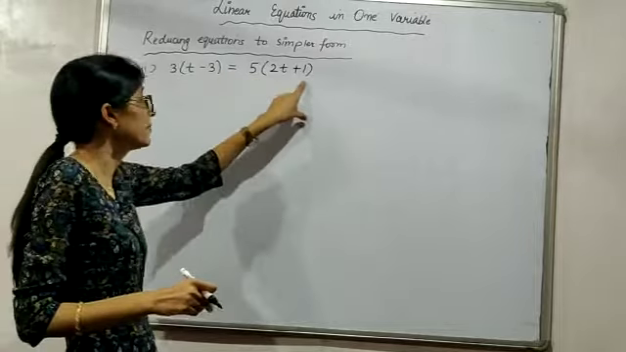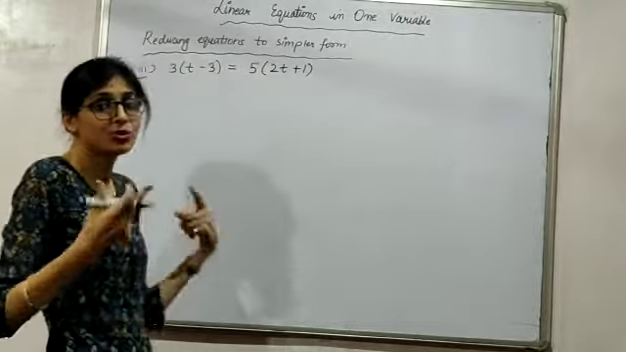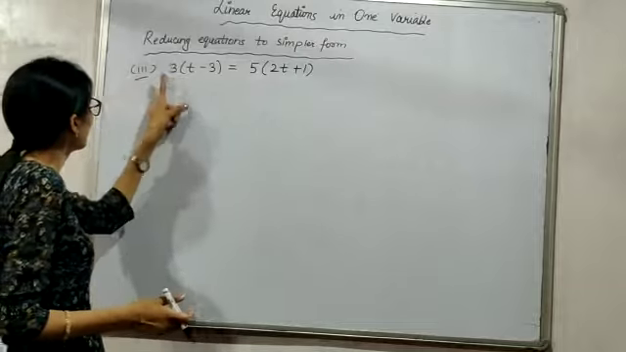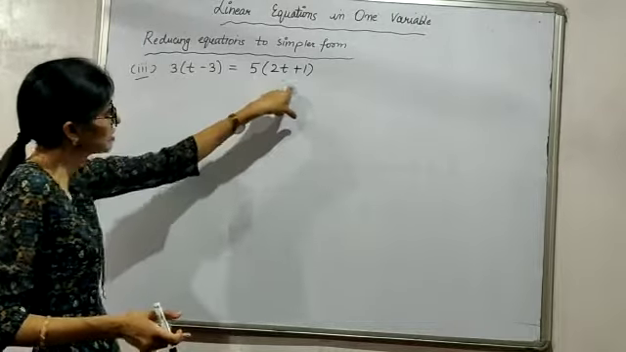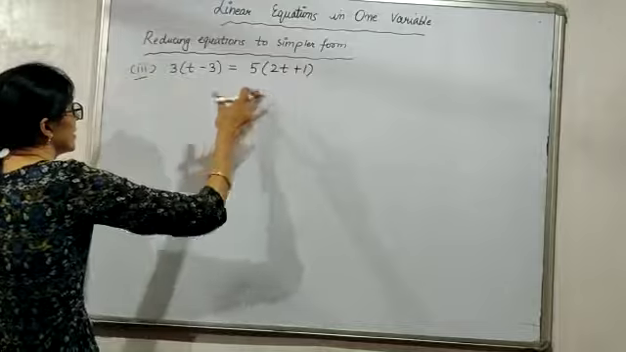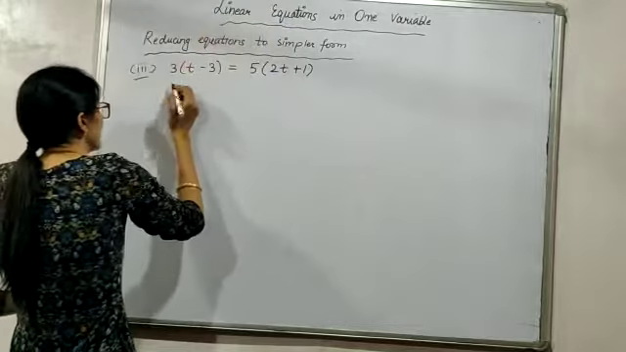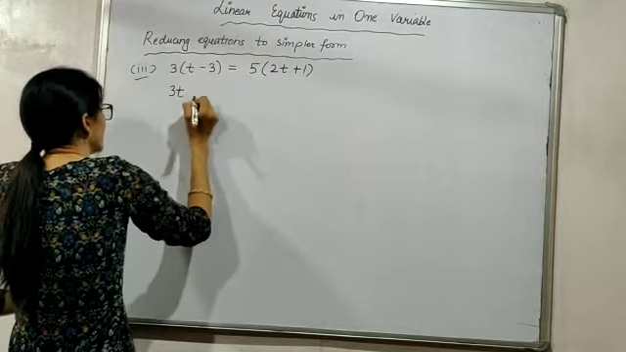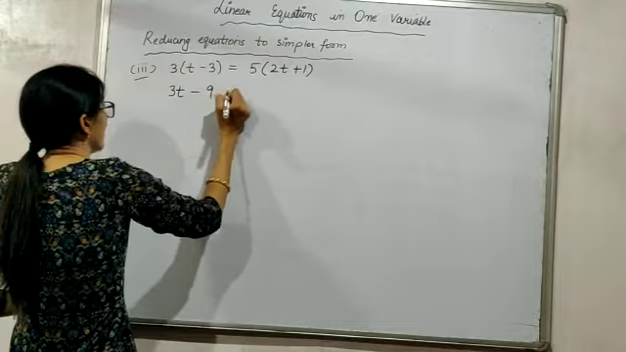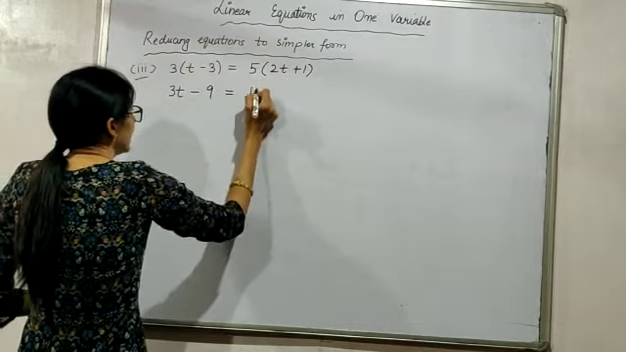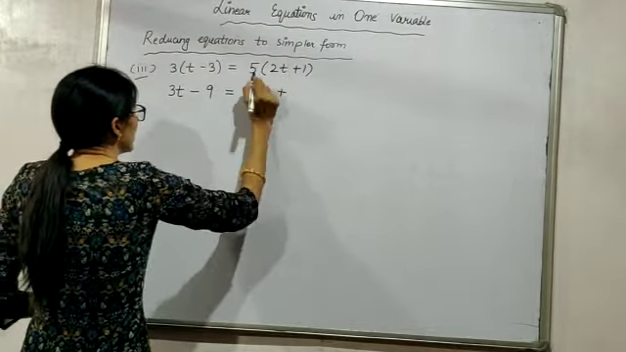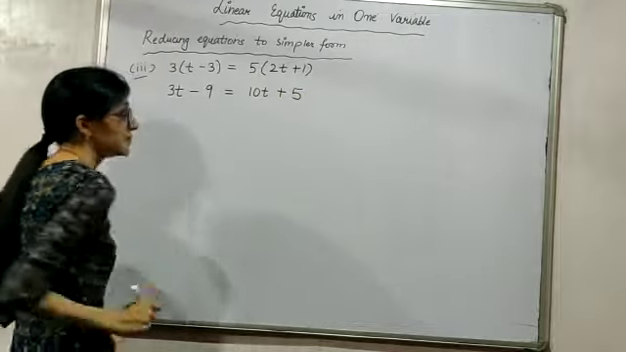Here 5 is in multiplication with the whole bracket. So what you have to do? You have to multiply this with the whole bracket and open it and then convert it into a simpler form. 3 into t, 3t, minus 3 into 3, 9. 5 into 2t, 10t, plus 5 into 1, 5.